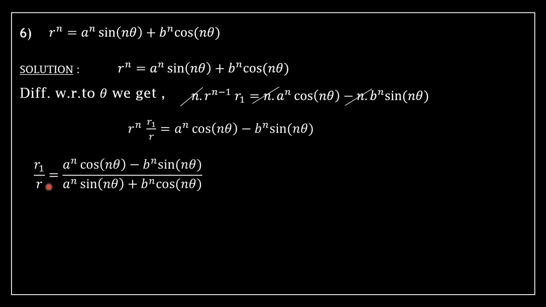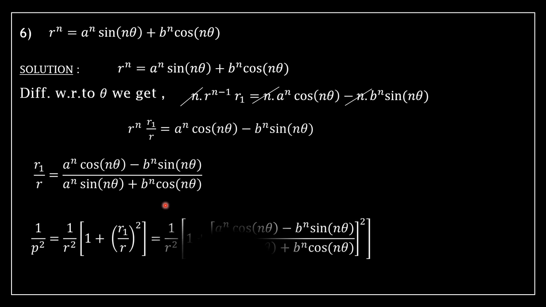Therefore, the ratio r1 by r reduces to the form a to the power n cos n theta minus b to the power n sin n theta divided by a to the power n sin n theta plus b to the power n cos n theta. Let me just substitute the ratio in the equation. 1 by p square is equal to 1 by r square into 1 plus r1 by r whole square, and reduce the equation and try to eliminate theta from this equation.